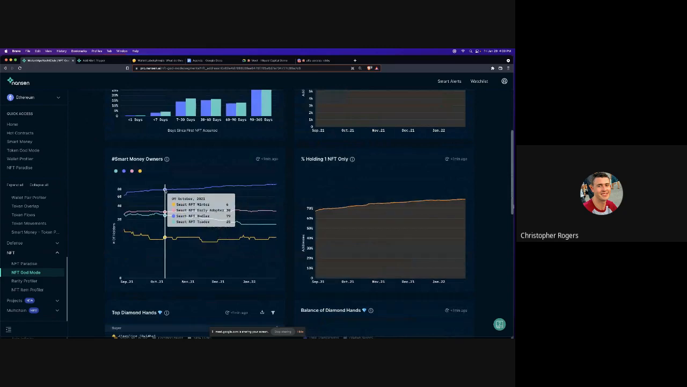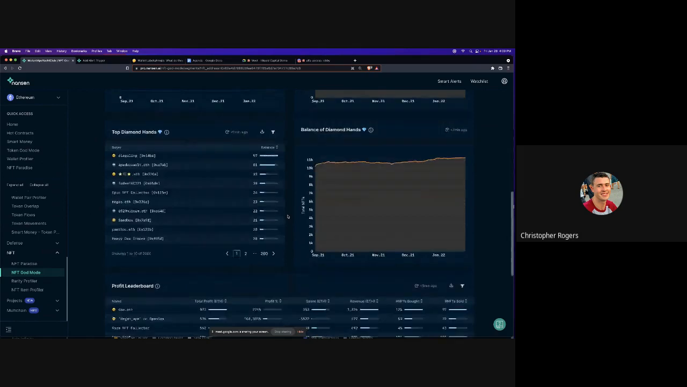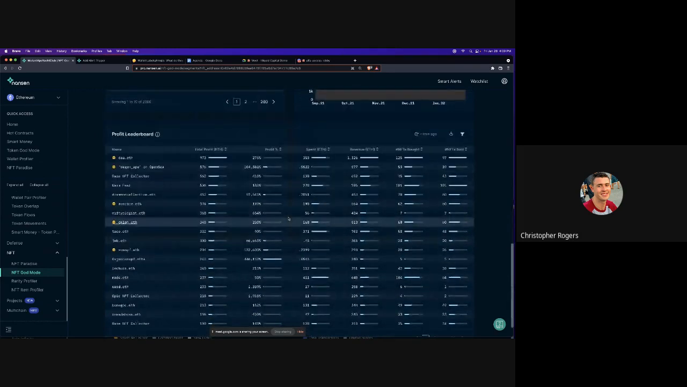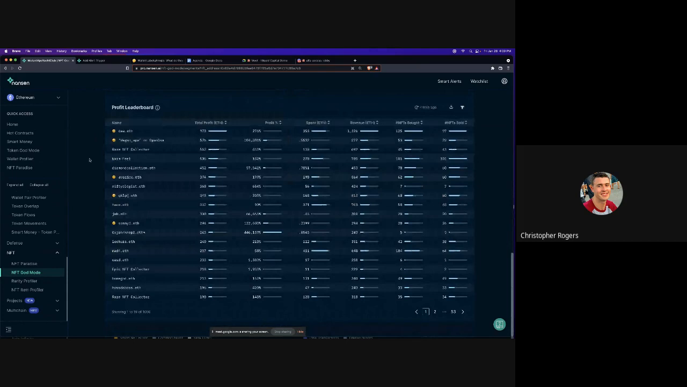Smart money as well, similar to what we saw previously. A lot of these people are increasing in terms of those smart money holders, and some of the early adopters and the traders seem to be pretty linear in terms of their holdings. Some other cool tools: Diamond Hands, showing how long these individuals have been holding their projects and probably are not going to sell them, as well as some additional profit leaderboards, similar to what we saw in NFT Paradise previously, but specifically for Mutant Ape Yacht Club.